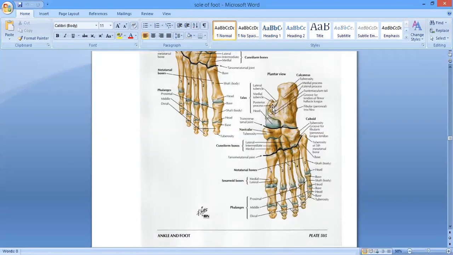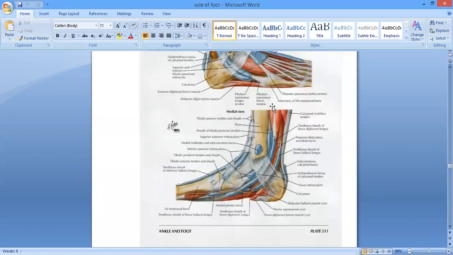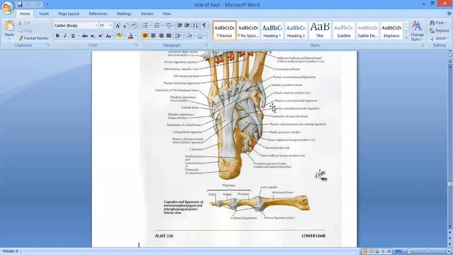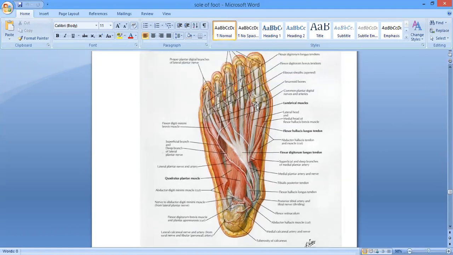ठीक है जी? And after passing through this groove, below the sustentaculum tali, it crosses deep to the tendon of the flexor digitorum longus. ठीक है? It crosses deep to the tendon of the flexor digitorum longus and is going to give a strong slip to that flexor digitorum longus tendon. And then it runs towards the big toe. ठीक है जी? Big toe की तरफ आएगा. And here it is going to enter into the fibrous flexor sheath of the big toe and is going to attach at the base of the distal phalanx of the big toe.